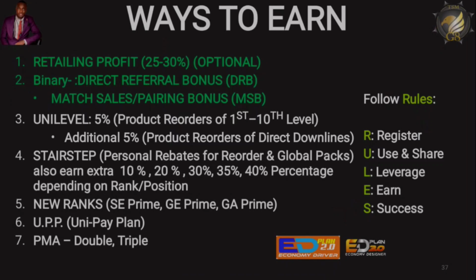Then we have what you call the UPP. UPP stands for Unipay Plan. This one you're going to earn up to 20 levels, and this one has crazy money. So in the long term, as you build the business for the next 3 years, 5 years, 10 years, 15 years, this is where you're going to get millions and millions. And then we also have PMA, where we have double, triple, and single maintenance.